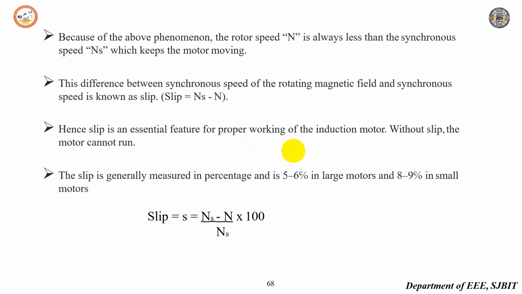Slip is generally measured as a percentage, which is around 5 to 6% in large motors and 8 to 9% in small motors. The percentage slip is given by (Ns − N)/Ns × 100. If you remove the 100, this is the absolute slip. So the absolute slip is s = (Ns − N)/Ns.